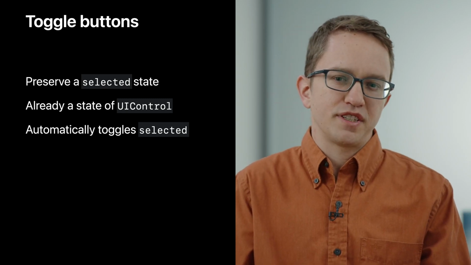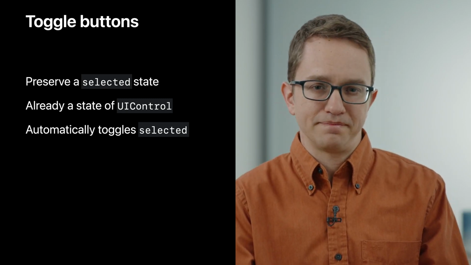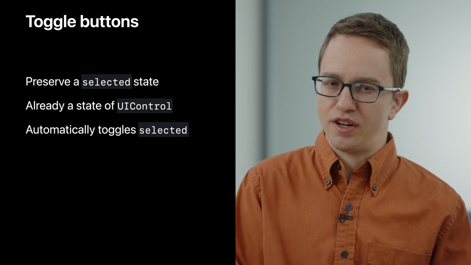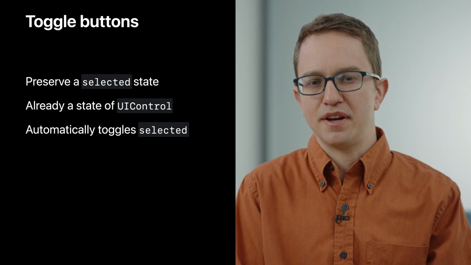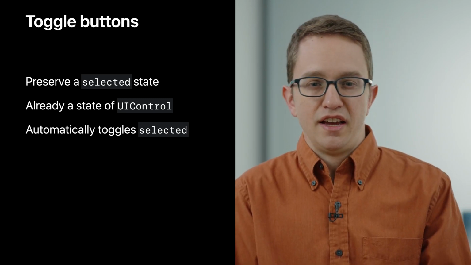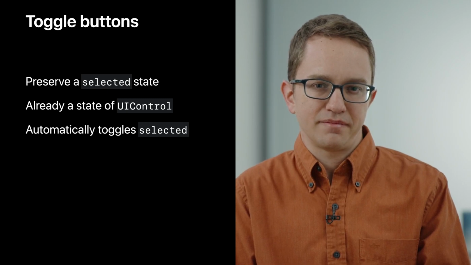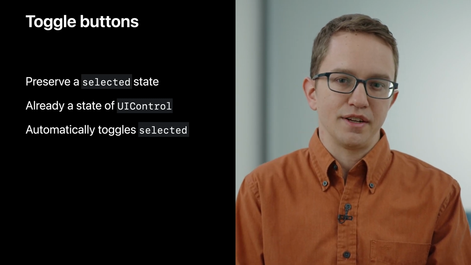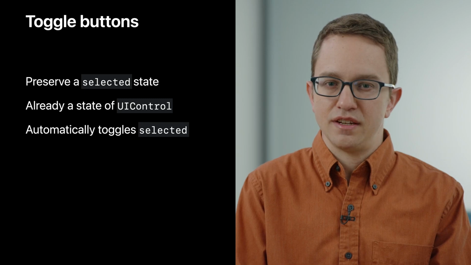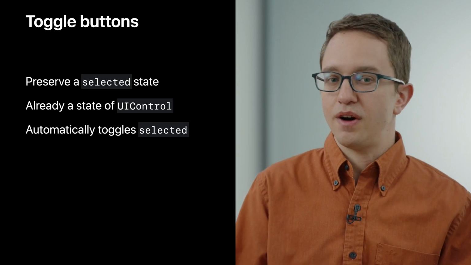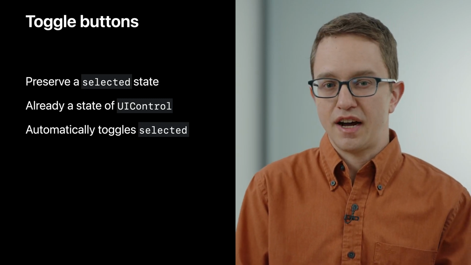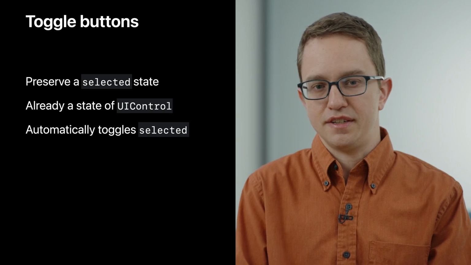These buttons preserve the selected state from UIControl. They automatically toggle it on and off each time the button is pressed. It also can be programmatically changed as necessary. In addition to built-in styles for the on and off states, we can take advantage of the UIButton.Configuration to customize the presentation of these on and off states.